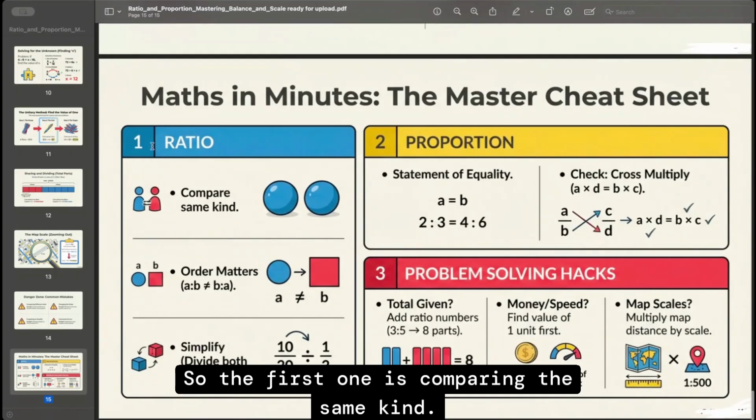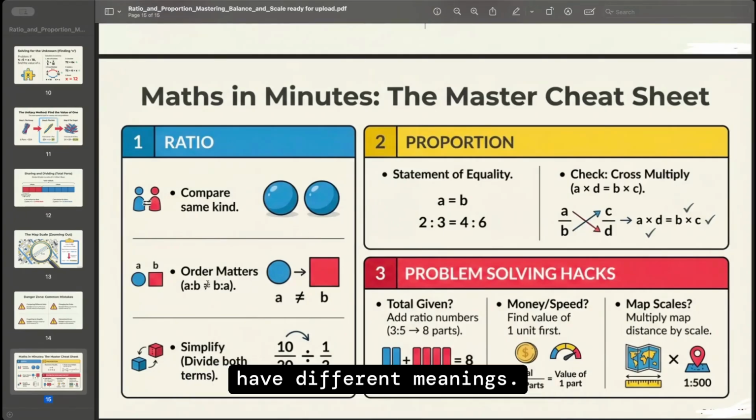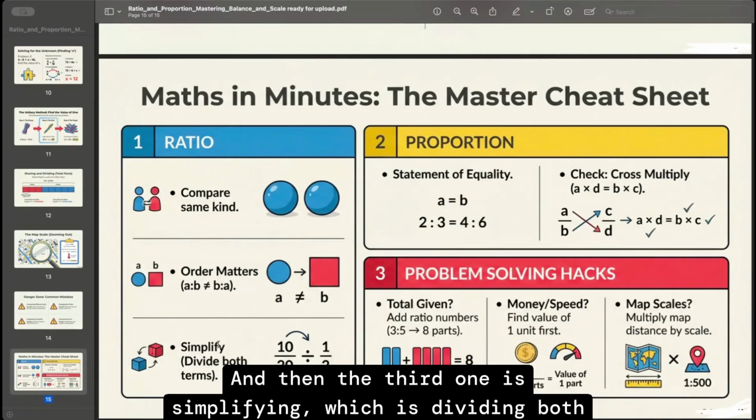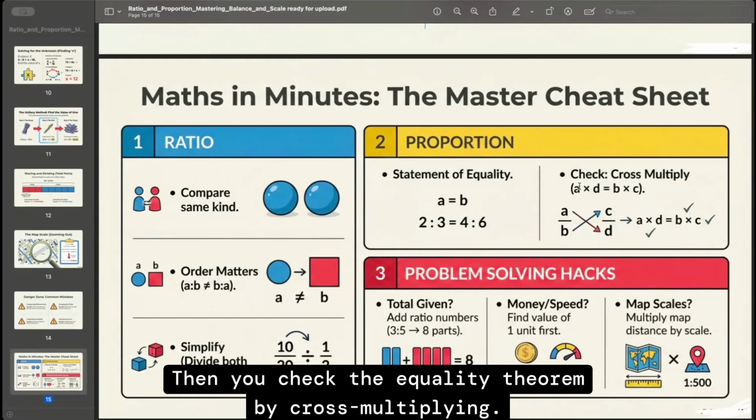So the first one is comparing the same kind. The order matters. So for example, A to B does not equal B to A because they both have different meanings. And then the third one is simplifying, which is dividing both terms. The second one is proportion, where it's the statement of equality. Then you check the equality theorem by cross multiplying.